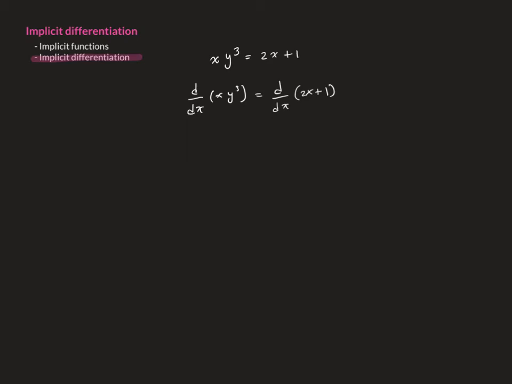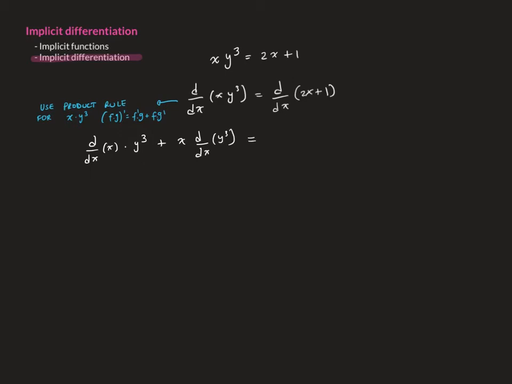Now you want to use the product rule on the right hand side. Don't forget y is a function of x, so this would be the product of two different functions of x, so we need to use product rule. So derivative with respect to x of x times y power 3 plus x times the derivative with respect to x of y power 3.